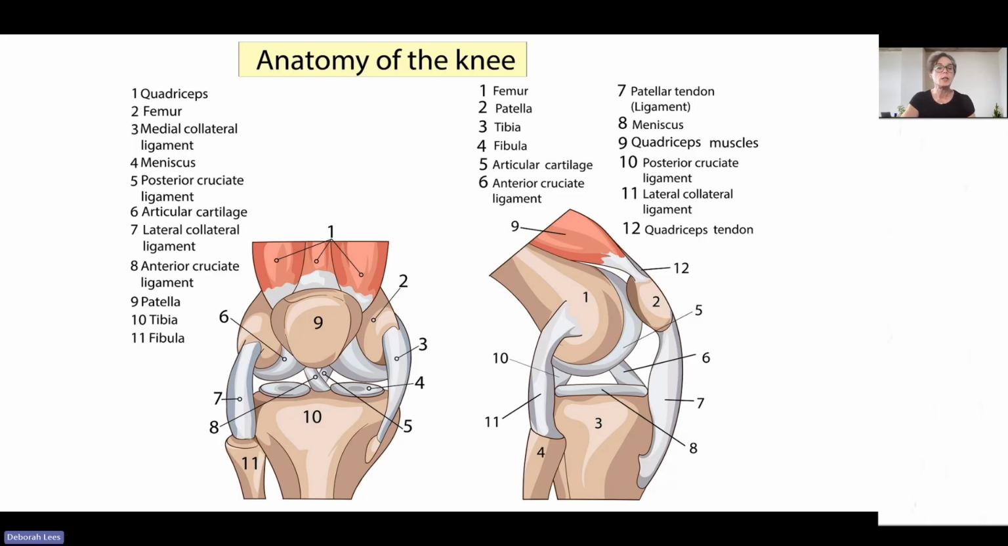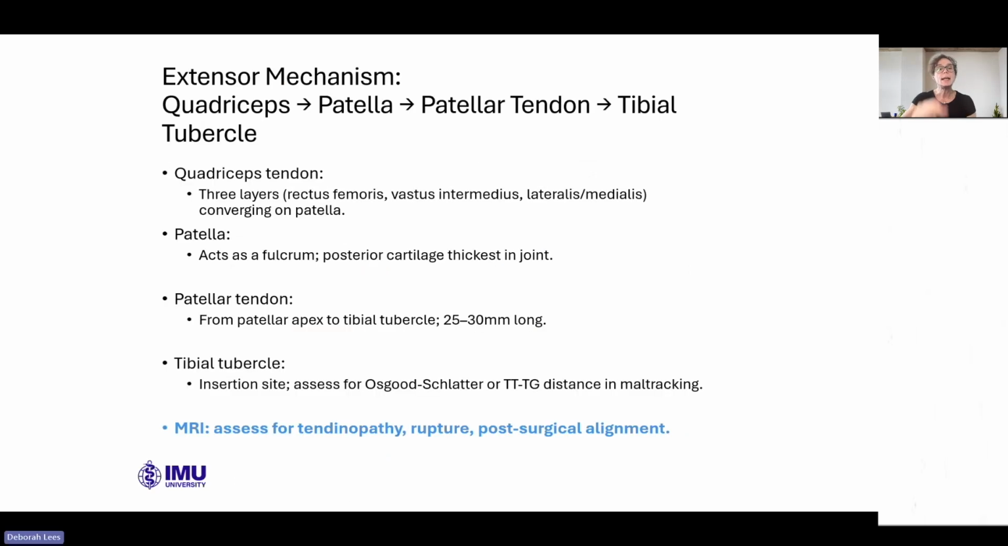So hopefully you like it too, just for refreshing your memory. Okay, and then your extensor mechanism we've spoken about. The quadriceps goes down, it encases the patella, which is essentially a big sesamoid bone. You then go onto your patellar tendon, and that goes onto your tibial tuberosity. Quadriceps tendon, you've got your 3 layers, and that comes from the different components of your quadriceps. So from your rectus, vastus intermedius, lateralis, and medialis, coming all the way down.